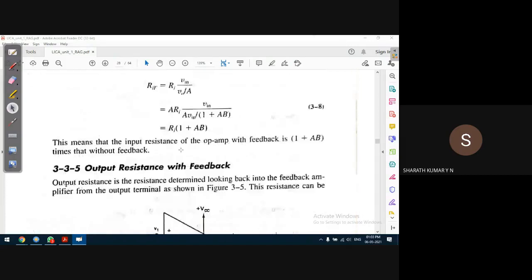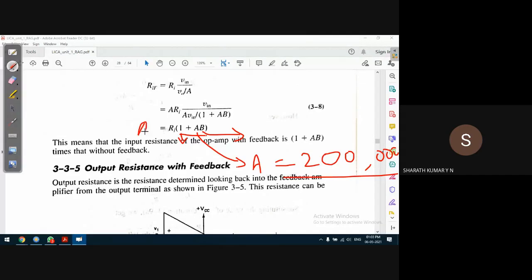It is a very large quantity into 1 plus AB. One is very small compared to the other quantities. B is the gain of the feedback, and A is the open loop gain of the op-amp. Open loop gain can go up to a maximum of 200,000. Thereby, with negative feedback, input impedance increases. That is the advantage of having negative feedback.